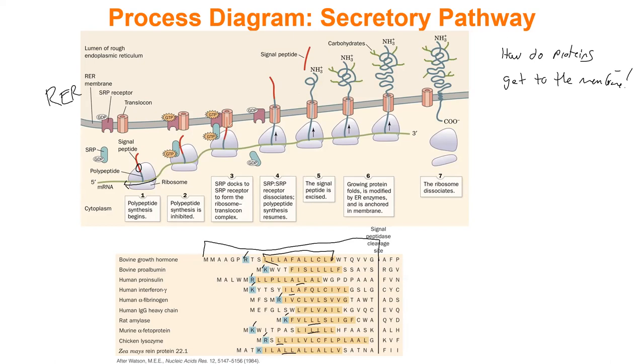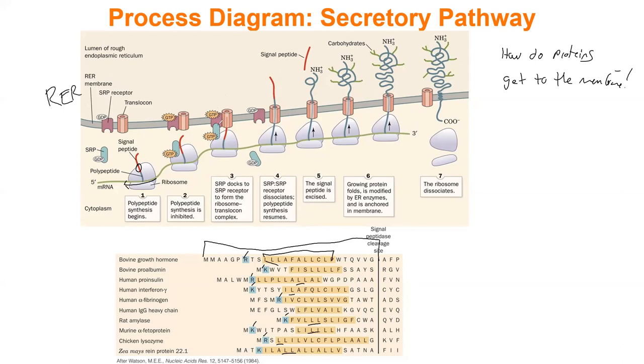And the signal peptide goes into the translocon. The translocon is a transmembrane protein of the endoplasmic reticulum. So it has a hole in there, and that hole allows the peptide to go through.